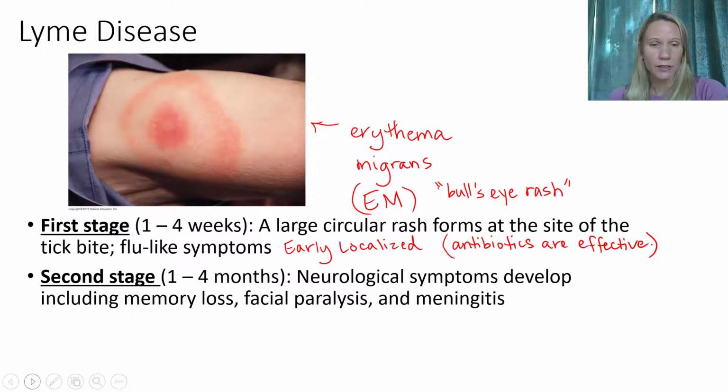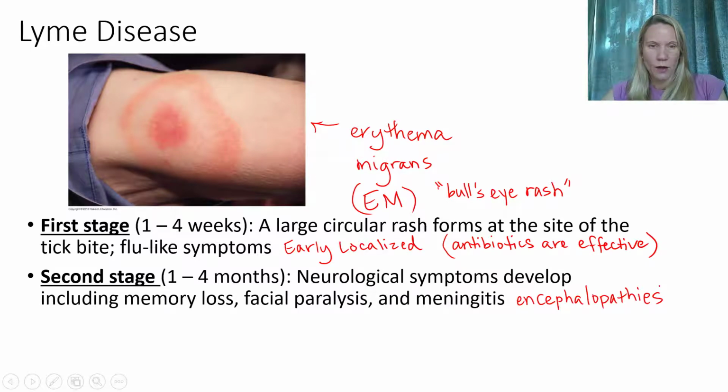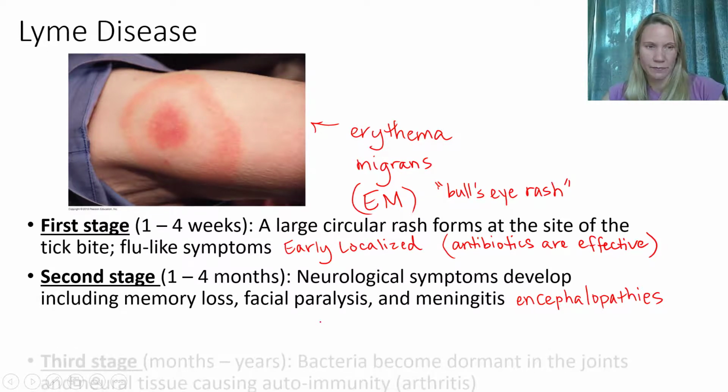And so this neurological stage involves many different, what we call encephalopathies. Encephalopathies. See if I could spell it. So what can happen in the second stage, the neurological stage, includes several encephalopathies, including memory loss, sort of brain fog, facial paralysis, as well as meningitis.